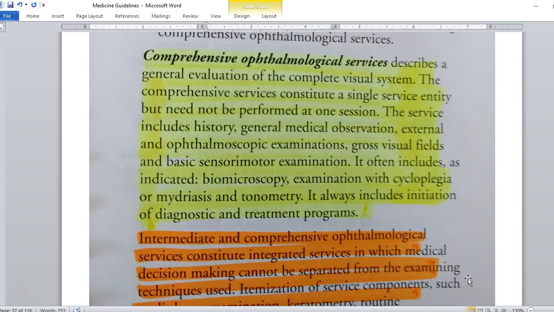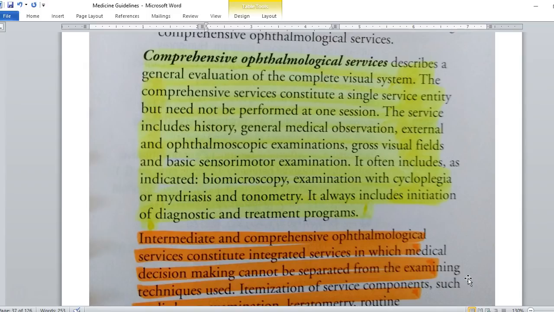So again, this is a comprehensive service which constitutes a single service entity, but need not be performed at one session, because a lot of times if they want to do more than one test on the same date, after they've dilated the eye, they can't do certain testing. So these can happen on different dates. So if you work for ophthalmology, again, we're going to have to be careful on making sure, is the patient coming back to complete this service, okay?